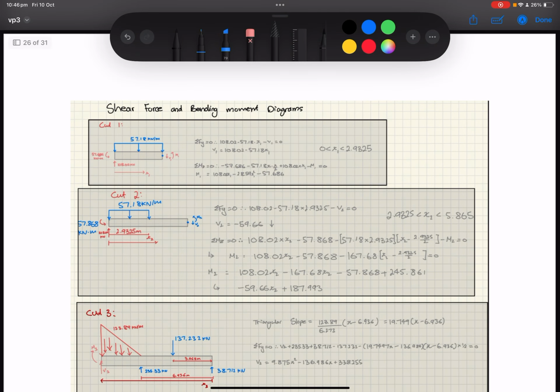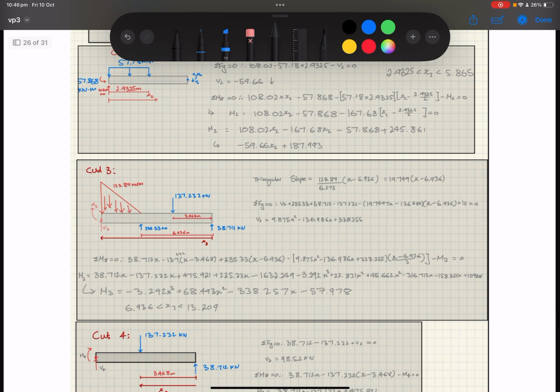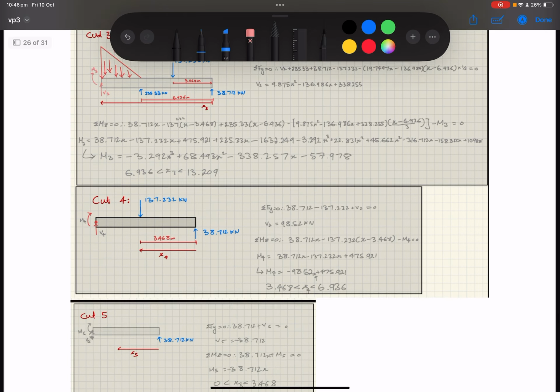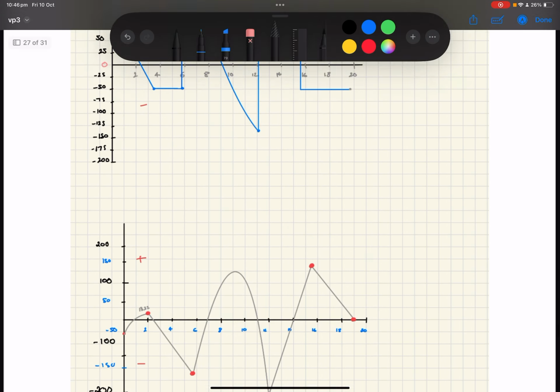And so from there, you do some cut sections on your section. Cut 3 was a bit challenging going from left to right, so I decided to go from right to left, taking x coming from right to left. Made the calculation just a little bit easier. And then after that, I drew the shear force diagram, and likewise the bending moment diagram.